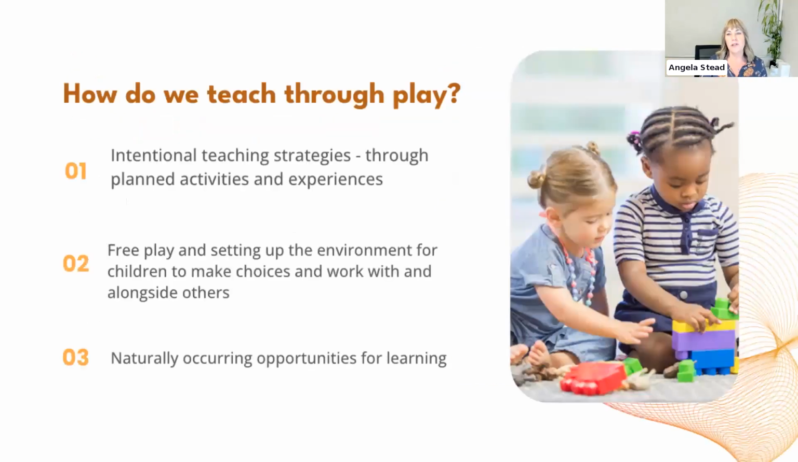So how do we teach social and emotional skills through play? Well, we teach them one of three ways. One is through intentional teaching strategies. When we say that, it's about planning activities and experiences so that children can be in situations that require them to develop their social skills. The other is through free play, by setting up the environment for children to make choices about how they engage with that environment and who they engage with, as they make choices for themselves and play with and alongside other children. And of course, the third one is through naturally occurring opportunities for learning.